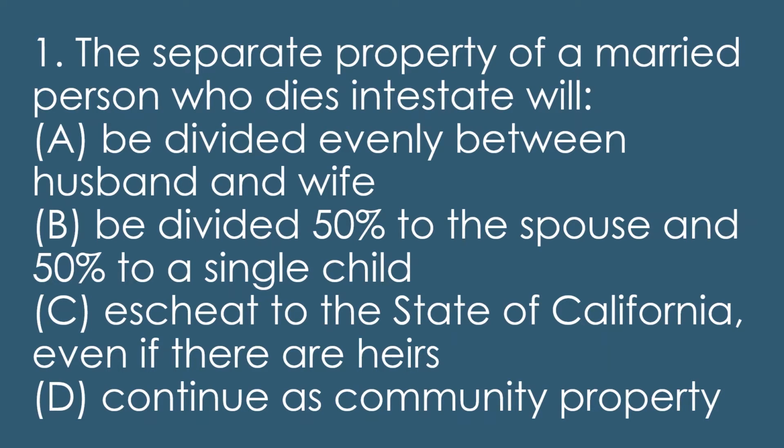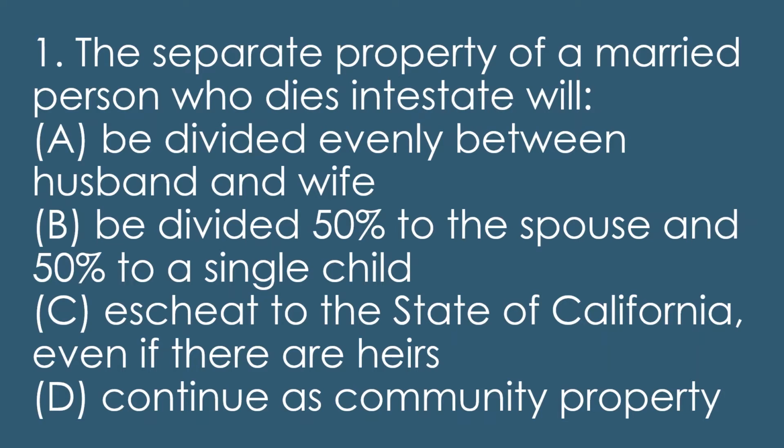1. The separate property of a married person who dies intestate will A, be divided evenly between husband and wife. B, be divided 50% to the spouse and 50% to a single child. C, escheat to the state of California even if there are heirs. D, continue as community property.